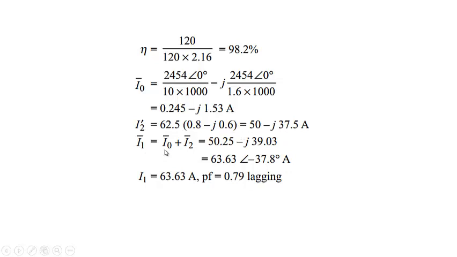So I1 will be equal to I naught plus I2 dash. So you have to add this current to this current, and it will finally be 63.63 at this angle. So the power factor will be 0.79 lagging. So this is about the voltage regulation. I hope you have understood this.